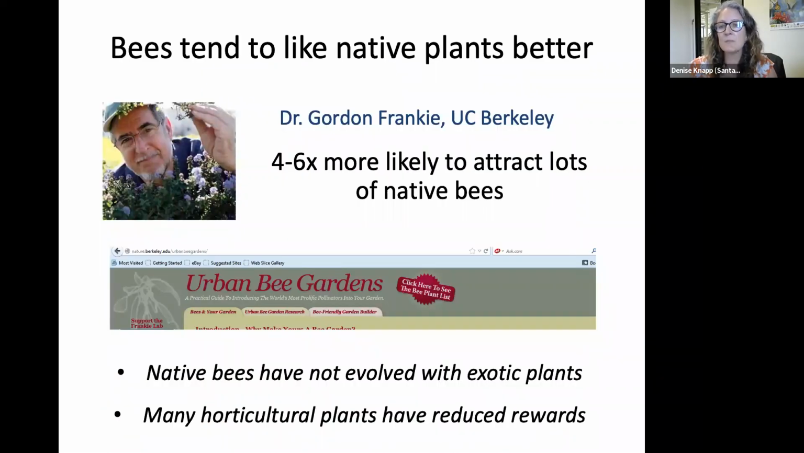Bees tend to like native plants better. Again, they range from generalists to specialists, and some don't care that much, but a lot do. It was found that native plants are 4 times more likely to attract lots of native bees. Again, native bees have not evolved with the exotic plants, but also we've bred a lot of our horticultural plants to have reduced rewards. So maybe we want a bunch more petals on our roses, but that comes at the price of not having all of the anthers with all the pollen. Well, that pollen is the thing that these bees are eating. So that's a problem. Next.